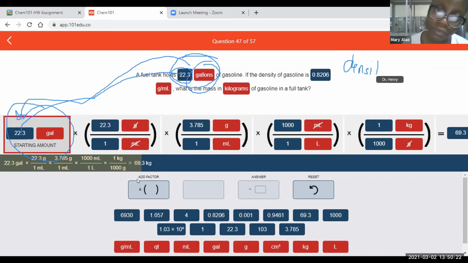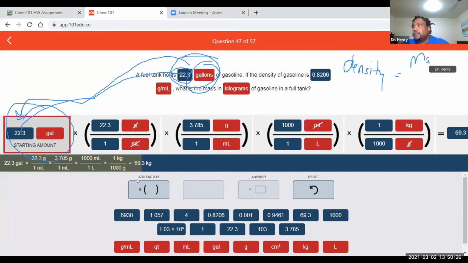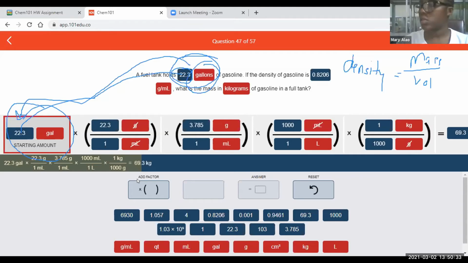Density equals mass over volume, which is an equivalency. This allows us to use density as our nice little equivalence. It gives us mass over volume. But first, we need to get into the right type of mass and the right type of volume. Right now we are in gallons, but we need to be in grams and milliliters. So how can I go from gallons to milliliters?